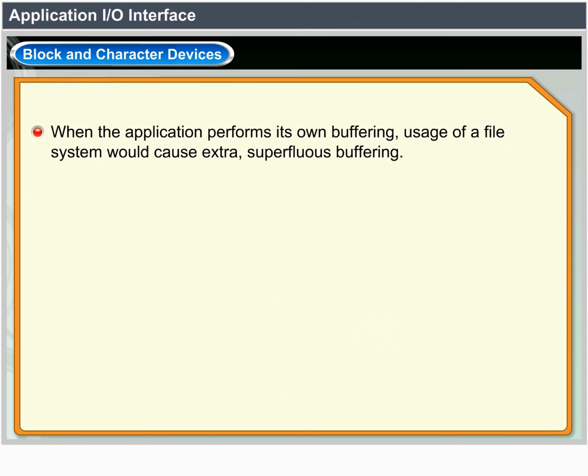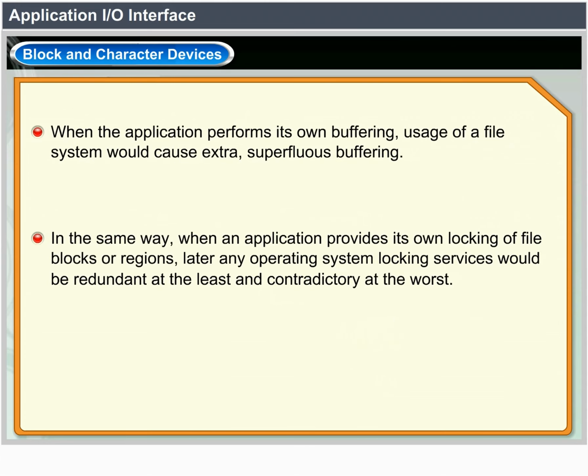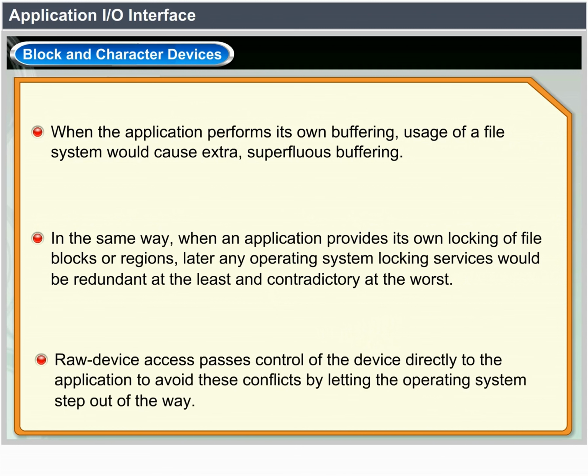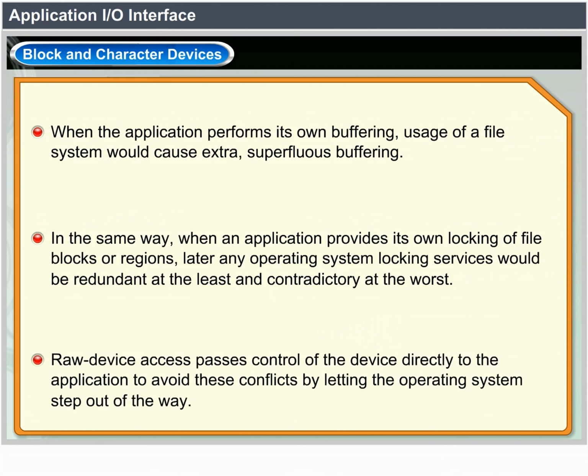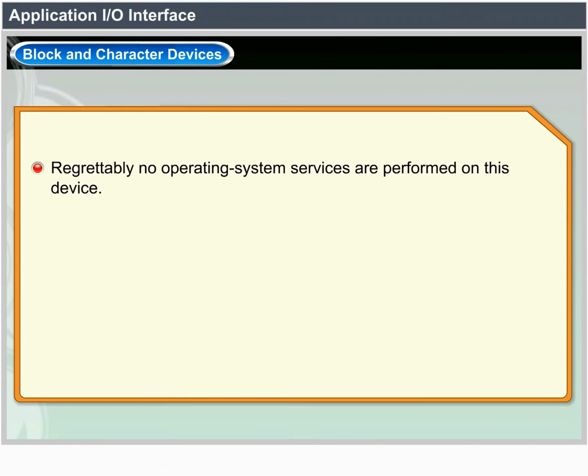If the application performs its own buffering, then using a file system would cause extra unneeded buffering. Likewise, if an application provides its own locking of file blocks or regions, then any operating system locking services would be redundant at the least and contradictory at the worst. To avoid these conflicts, raw device access passes control of the device directly to the application, letting the operating system step out of the way. Unfortunately, no operating system services are then performed on this device.